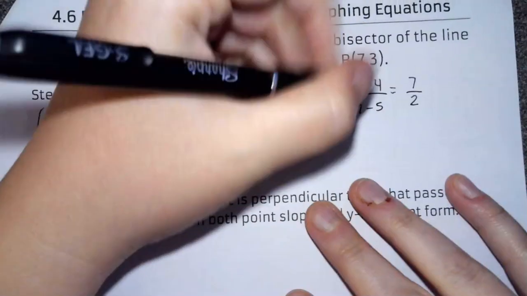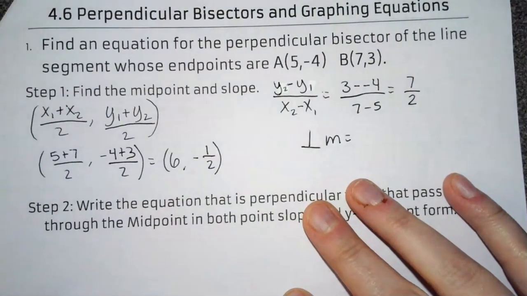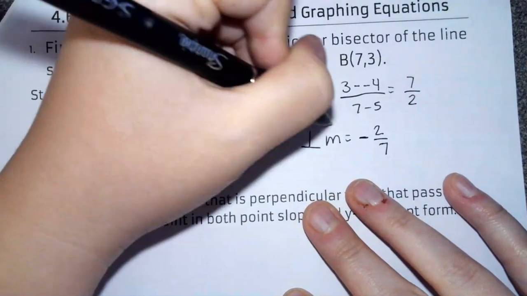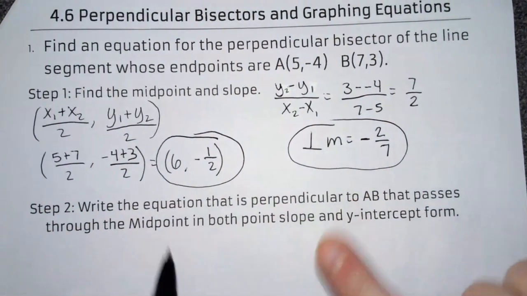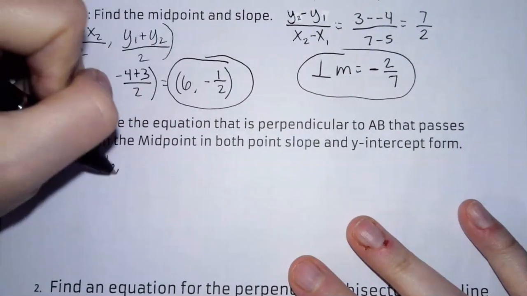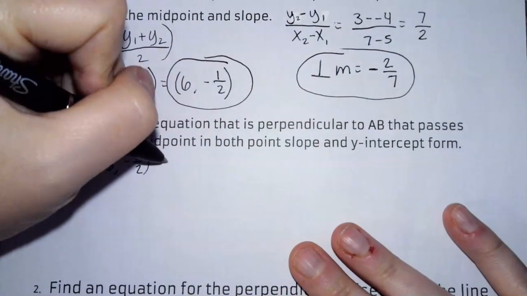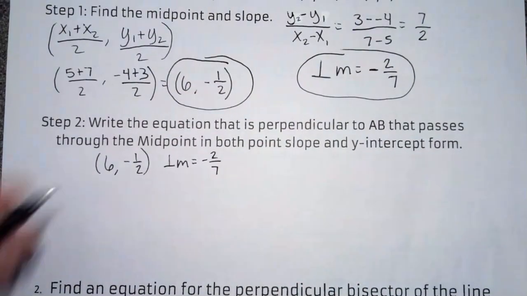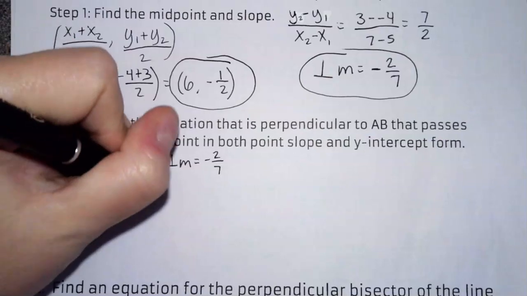So we need to change this to the perpendicular slope. Remember, that symbol means perpendicular. We talked about that yesterday. We talked about finding perpendicular slopes, where we change the sign and flip it. So these are the 2 things that we need, the perpendicular slope and the midpoint, that we're going to bring down here in order to solve this equation. So 6 and -1/2 is our midpoint. We need that. Our perpendicular slope is -2 over 7. We need that. We are going to take these 3 numbers, plug them into y equals mx plus b, and solve.